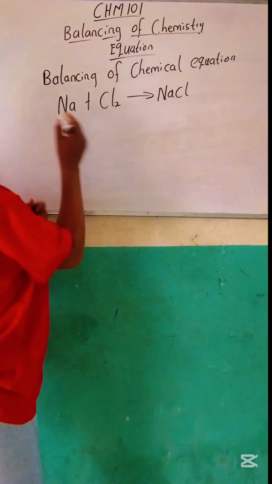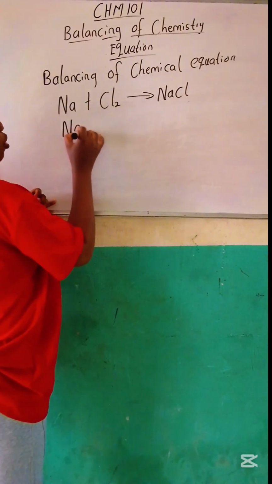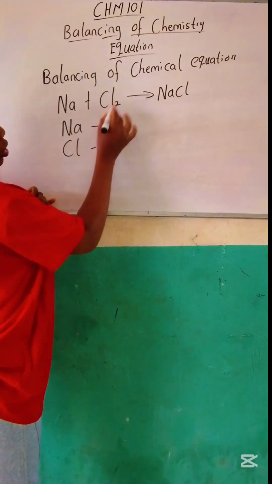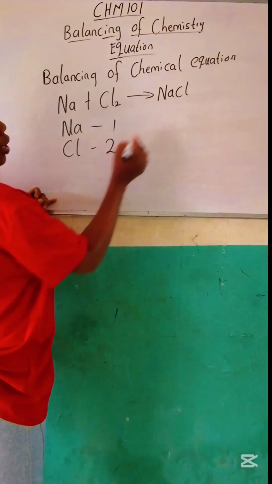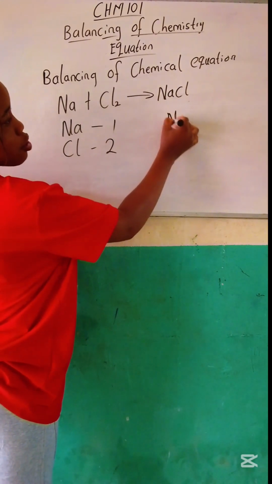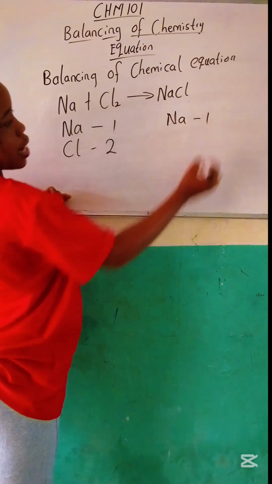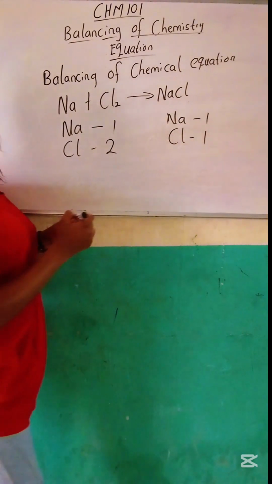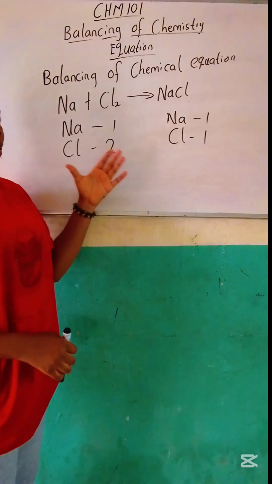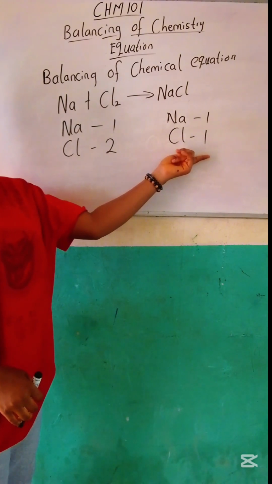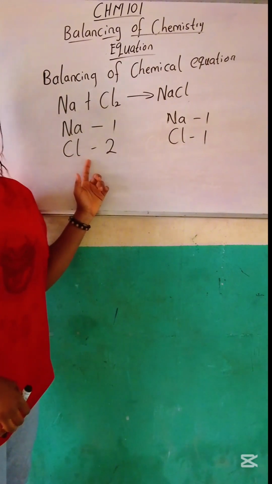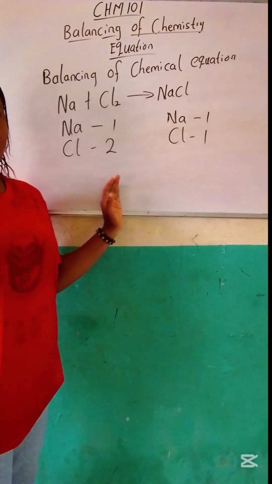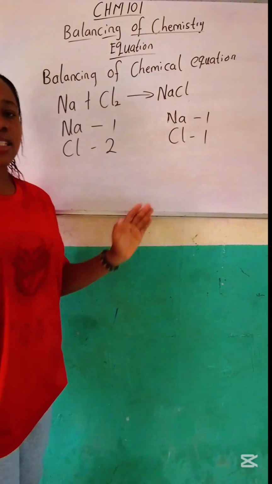Second step is to count the atoms on the reactant and the product. So on the reactant side, we have sodium, 1 atom of sodium, and chlorine, 2 atoms of chlorine. And then on the product side, we have sodium, 1 atom of sodium, and chlorine, 1 atom of chlorine. This shows that there is 1 atom of chlorine on the product and 2 atoms of chlorine on the reactant, which shows that this equation is not balanced. How are we going to balance it?